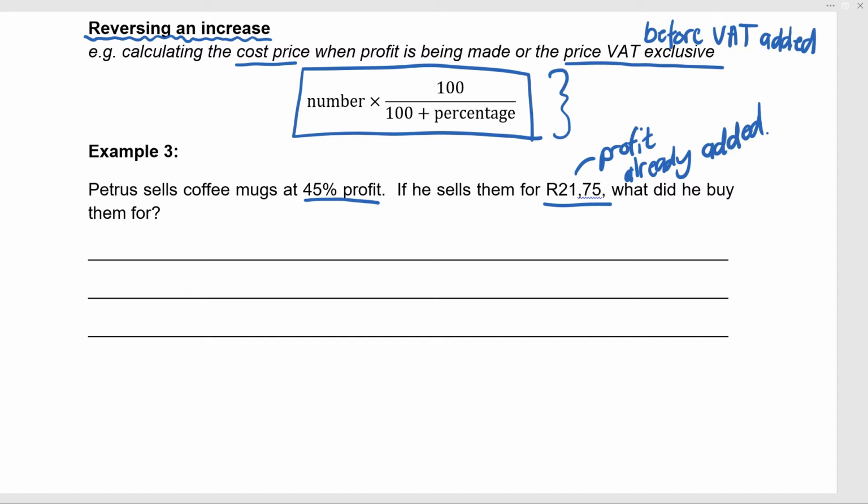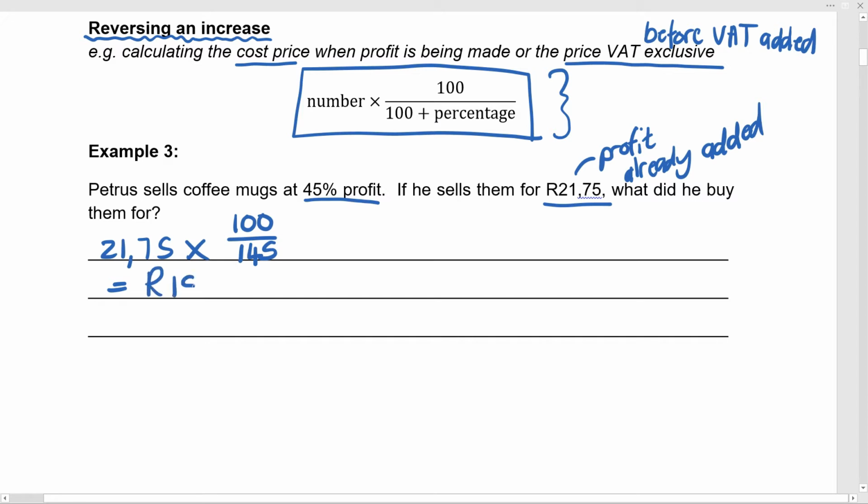Okay, so let's follow the formula. I'm going to take my number, my 21.75, and I'm going to times it by 100 over 100 plus my percentage, so that is 145. Type that into your calculator and you will get 15 rand.